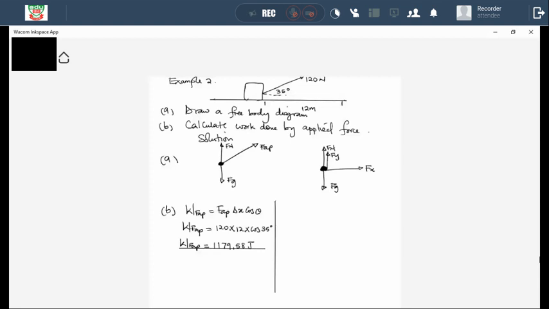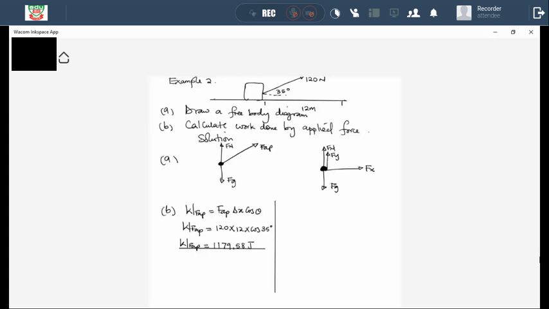So that's how we calculate work done by the applied force. But now let me see if I use the second free body diagram, where I have resolved my applied force into components, can I still get the same answer? If I get the same answer, then we can declare that this second free body diagram works when we do our calculations.